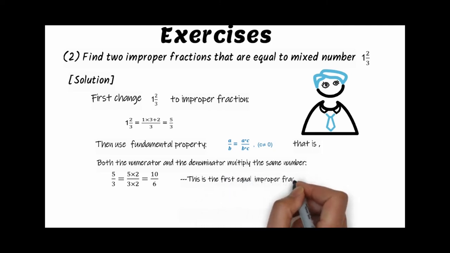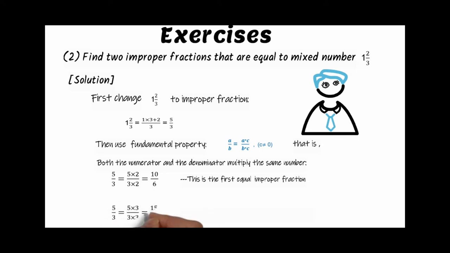Now for our second one, we're going to pick the value 3 for C. So the numerator becomes 5 times 3 and the denominator becomes 3 times 3. So that's equivalent to 15/9. Okay? So 15/9 also has the same value as the original 5/3. And this is our second equal improper fraction. Okay? So now we have both of them.